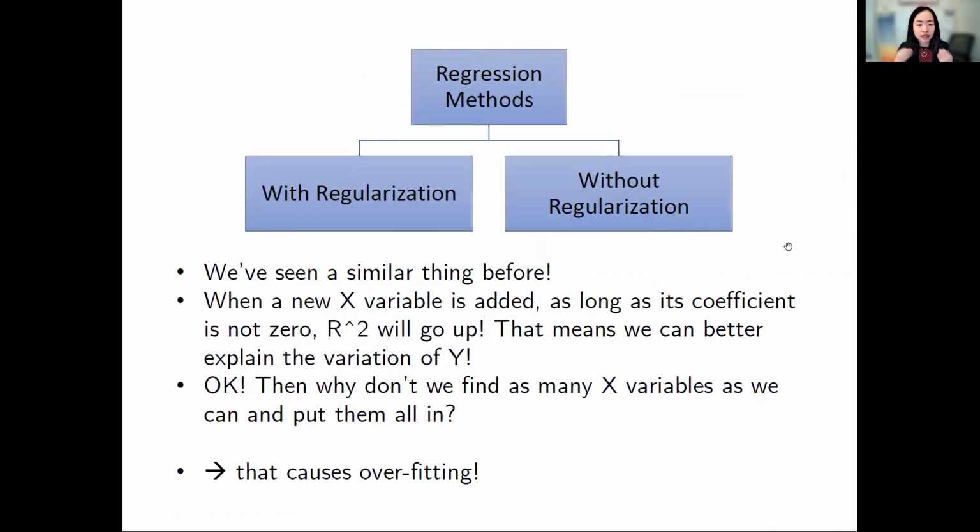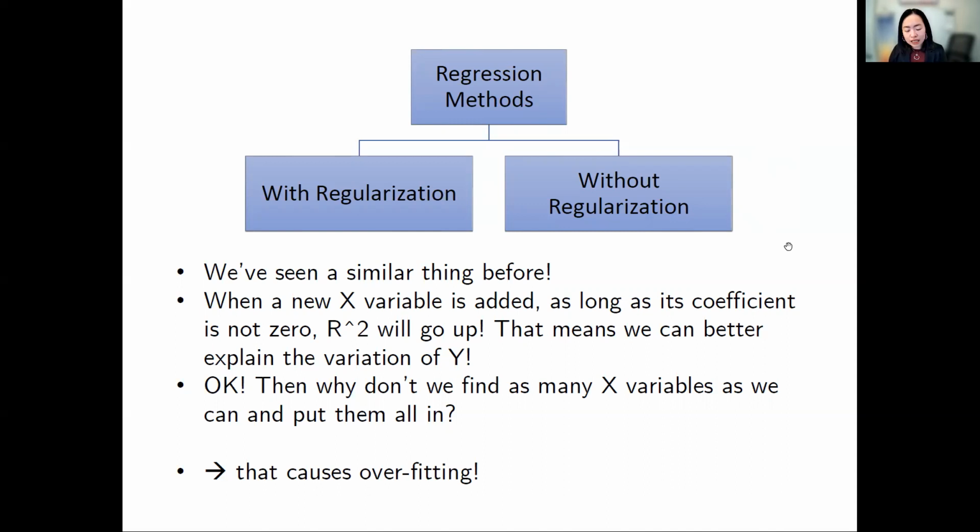All right. So we've seen a similar thing before. When a new x variable is added, as long as its coefficient is not exactly 0, r squared will always go up. That means we can explain the variation of y better. So then why don't we just find as many x variables as we can and put them all in? The answer is it will cause overfitting. We talked about this before when we talked about adjusted r squared, right? We said that if we put too many x variables in, then we should have a punishment for it.